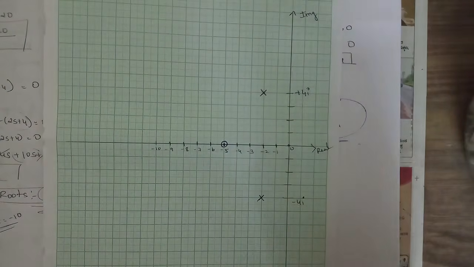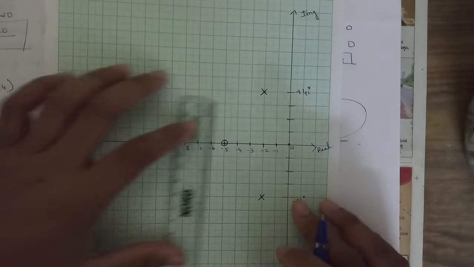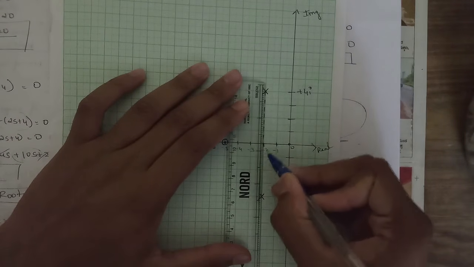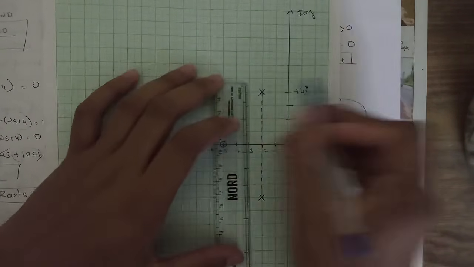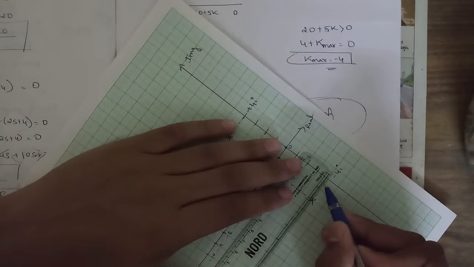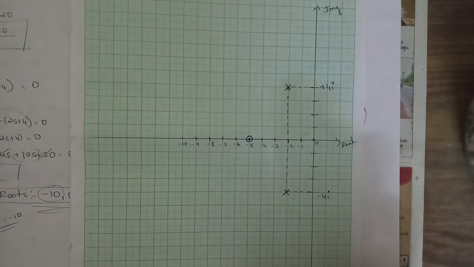Whenever we get complex poles like this, it's better if you join those poles like this, with respect to the imaginary axis. Join these two poles like this and keep it. I will tell you why.